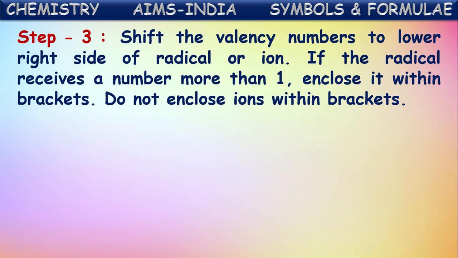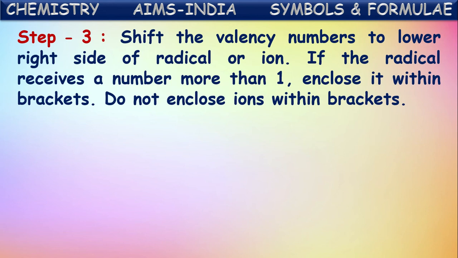Then in the third step, shift the valency numbers to the lower right side of the radicals or ions. That means crisscross the valencies. The valency of the first ion is written at the right bottom of the second radical or ion. The valency of the second radical or ion is written at the right bottom of the first ion. This is called crisscrossing.